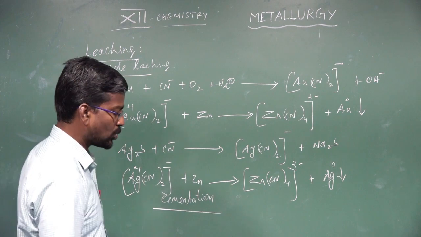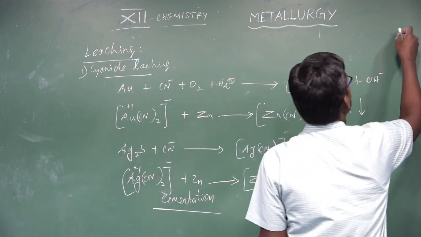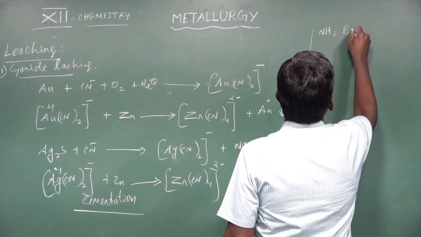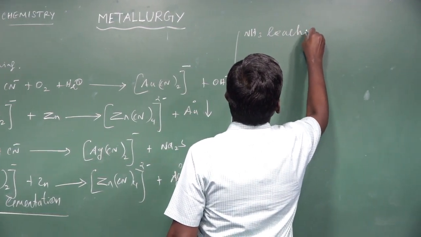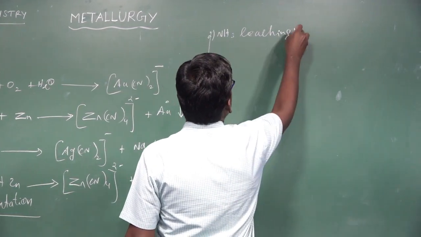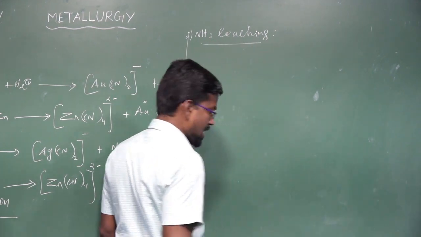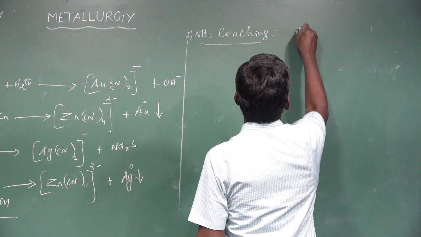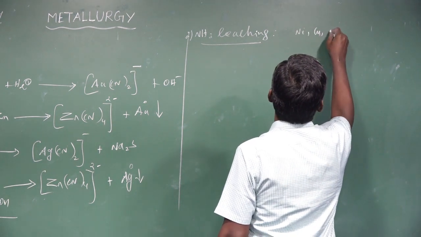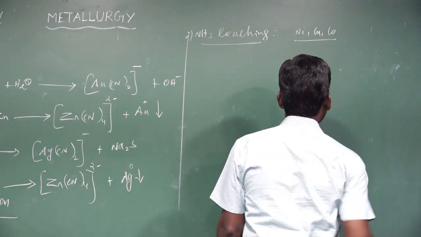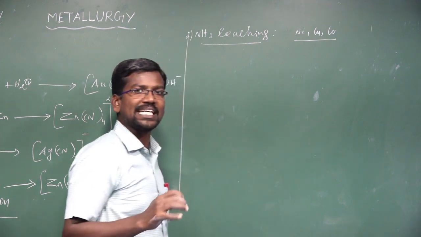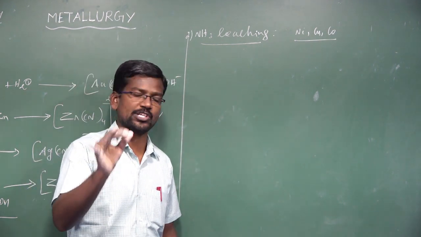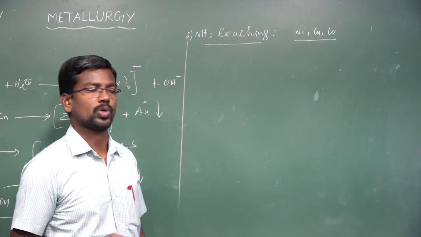Okay. Next one, ammonia leaching. Second one, ammonia leaching. The crushed ore which contains nickel, copper, cobalt is treated with an aqueous solution of ammonia under suitable pressure.